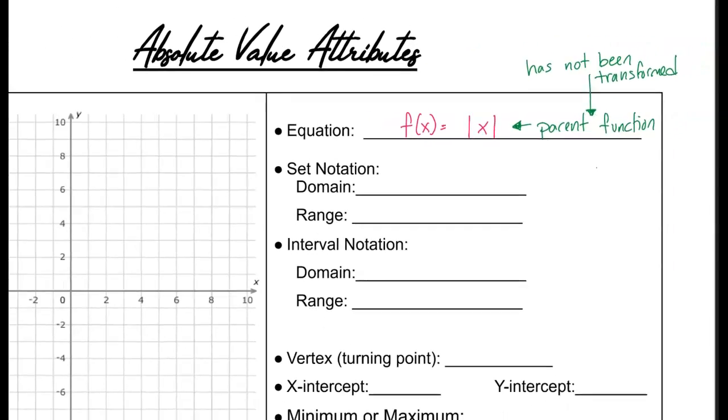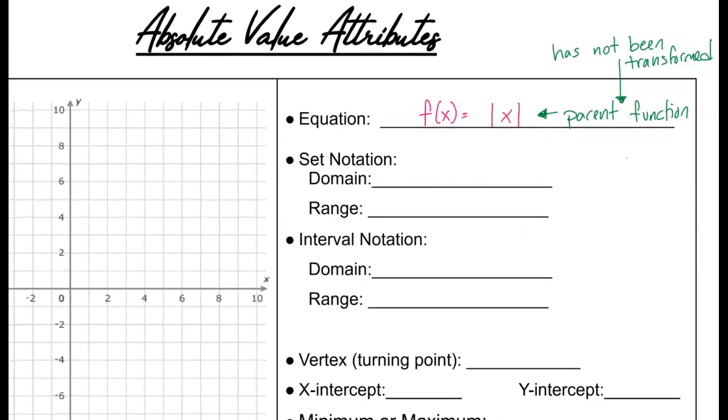So let's go ahead and try to graph it. Now, we're going to try to graph this parent function without using our calculators. Does anyone know, when we don't know what a graph looks like and we don't have a calculator, what's our go-to move? How do we know where to put points on a graph? What do we do?